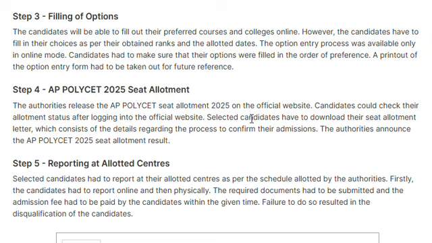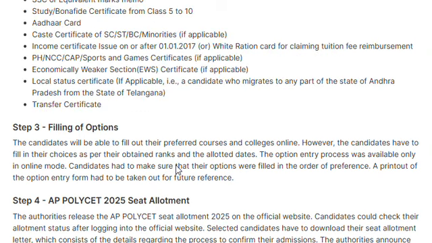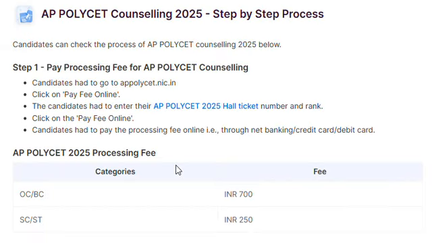So the fifth process, the final process, is very important, students. After you get a seat, suppose I got a seat in SV University Tirupati, then immediately we must go there and report that we are present and I will be joining here. If we don't report, after 2 to 3 days they remove our name from their college and that seat will be emptied, students. So students, this is the process. These are the 5 steps that we need to do in the AP Polycet counseling process, students.